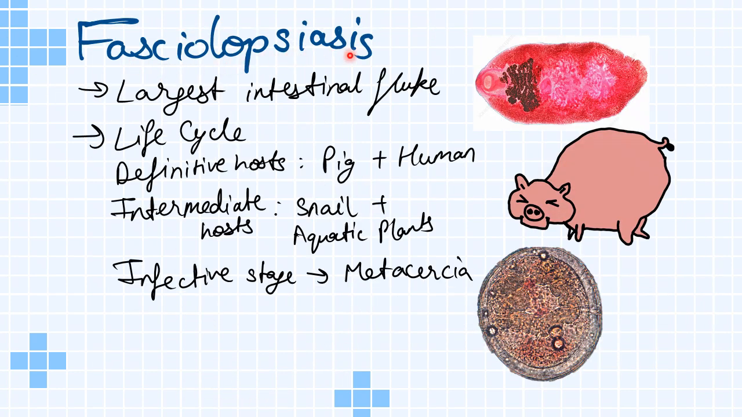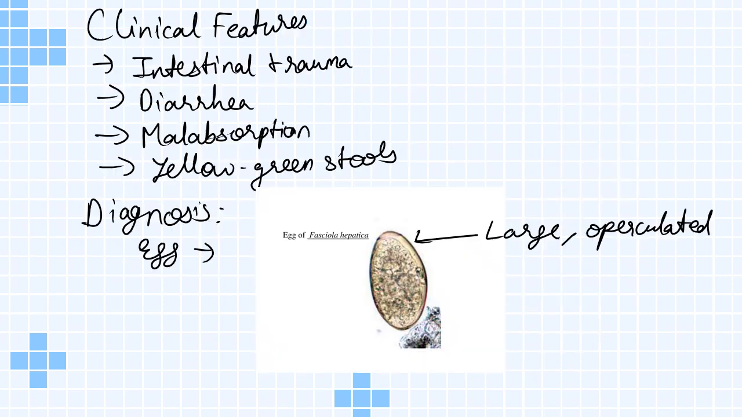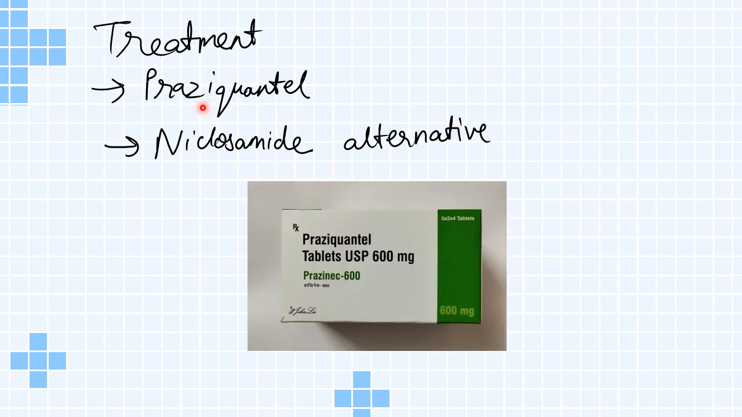Fasciolopsis is caused by Fasciolopsis buski, which is the largest intestinal fluke infecting humans. Humans and pigs are definitive hosts, and snails and aquatic plants are intermediate hosts. The infective stage is Metacercaria. Clinical features include intestinal ulceration, diarrhea, malabsorption, and yellow-green stools. The egg is large and operculated. The treatment of choice is praziquantel, and the alternative drug is niclosamide.